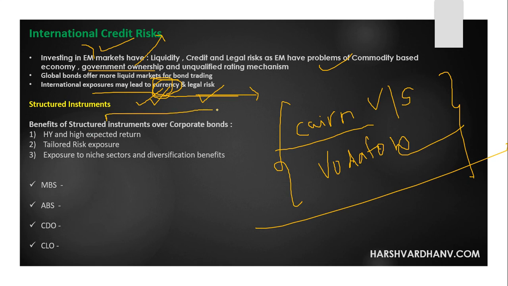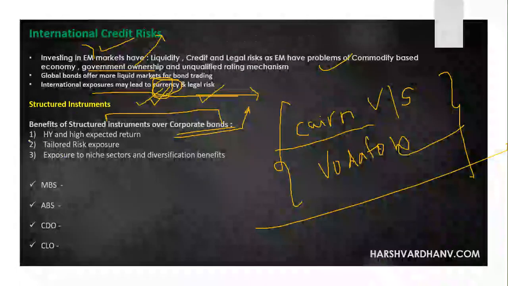And what are the benefits of structured instruments over corporate bonds? So corporate bonds are issued by not so greatly rated companies. They may be double rated companies, but not risk-free companies. So corporate bonds are a little riskier. What are the benefits of structured instruments? They also have higher yield and higher expected return. Tailored risk exposure. Why tailored?